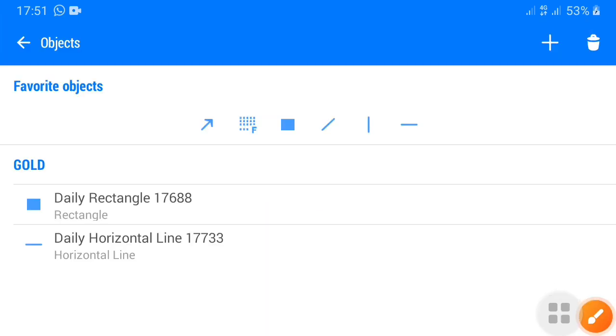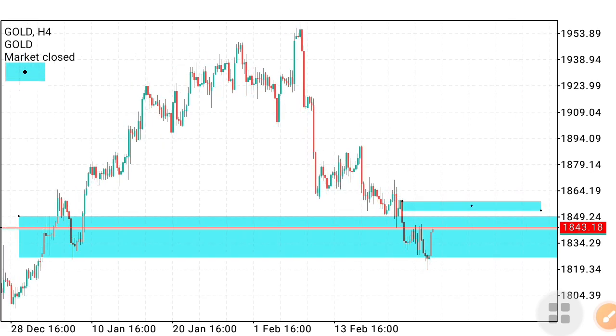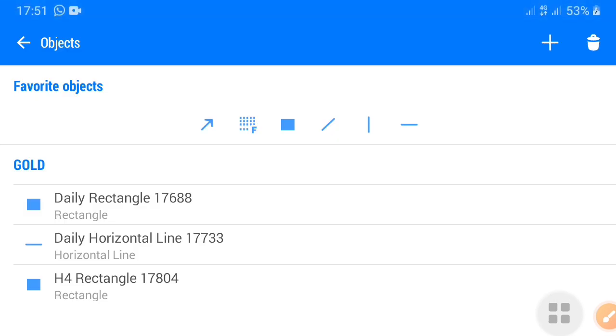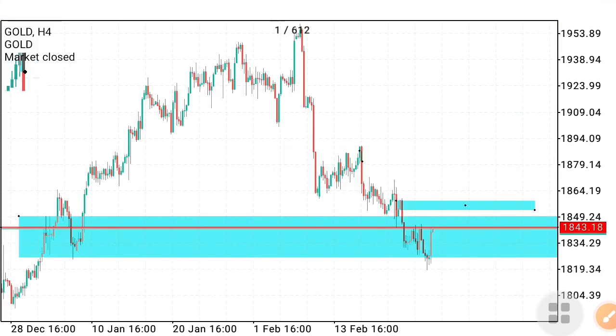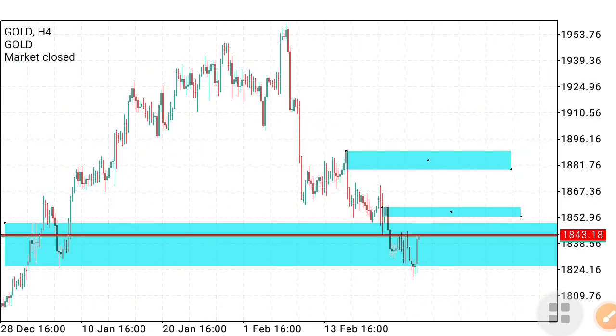If I mark my areas, we can see there is a small supply which is right here that we can take ourselves. This is a supply right here, and you can also get another supply right here. There's a bigger supply also that we expect gold to reach and then start falling, and you can mark your supplies as we go.